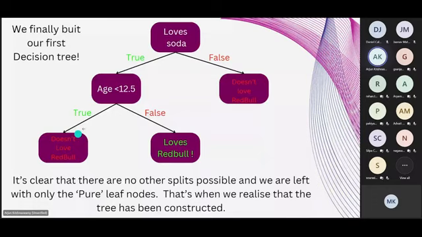So finally, we have built our decision tree, and all of these are the leaf nodes or the pure nodes because we cannot split it further. So while building your own decision tree, when you reach a particular point where you have only people belonging to one class and you know that you can't split it further, that is where you stop splitting and where you stop building the tree, and you know that the tree has been constructed.